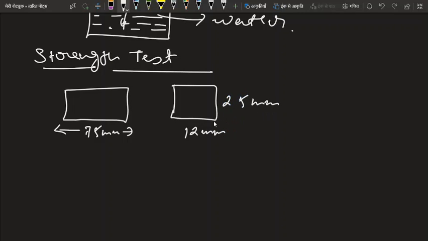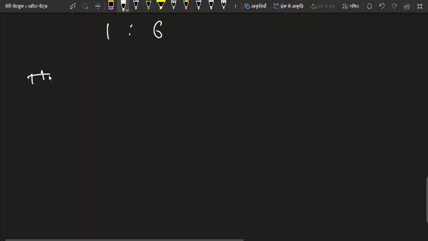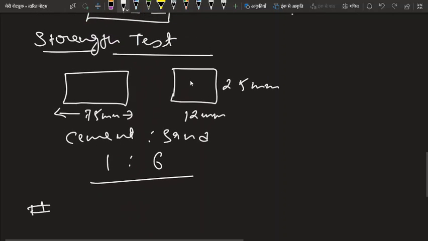We have two blocks, and we make them with a cement to sand ratio of 1:6. So in this we take briquettes of size 75 mm by 25 mm by 12 mm, prepared with cement and sand in a 1:6 ratio. This is a briquette.